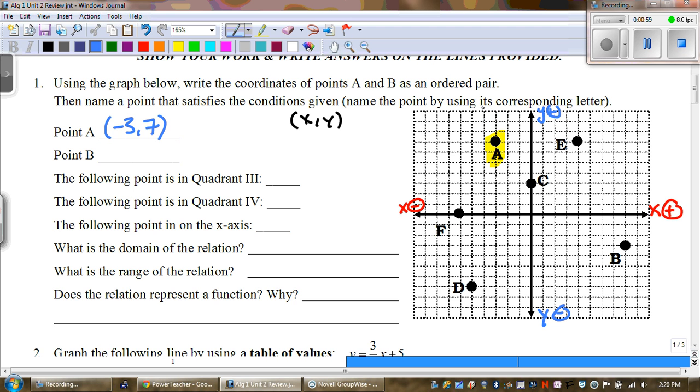Okay? And the next one we need to do is find point B over here. You've got to go positive first, so to the right, +8, and down -3.